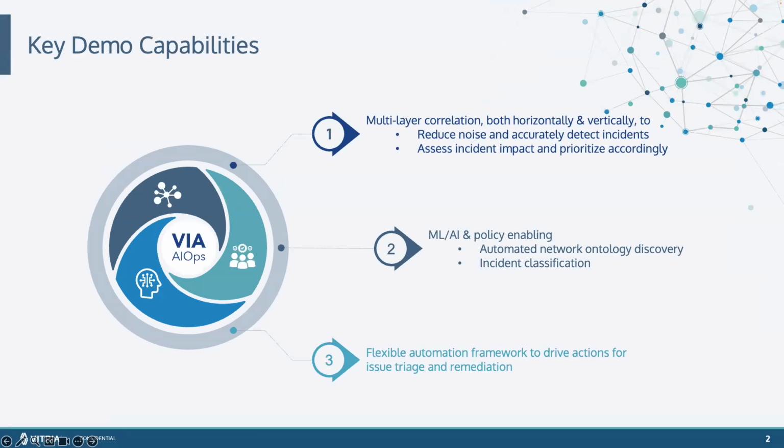There are a number of key capabilities that I would like to show you in the demo today. The first of those is multi-layer correlation. Multi-layer correlation refers to both horizontal correlation across the network and vertical correlation across the technology stack. This is primarily used to reduce noise and to accurately detect incidents, as well as assess the impact of those incidents and prioritize the incidents accordingly.